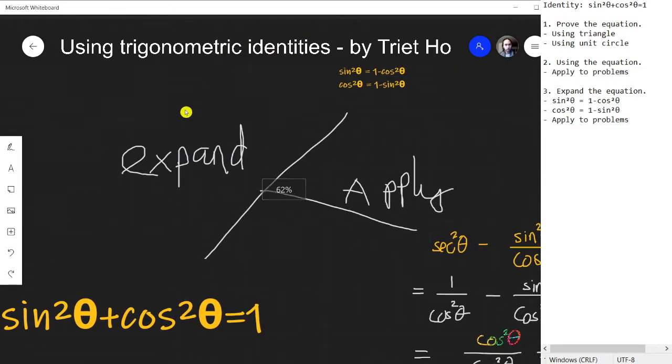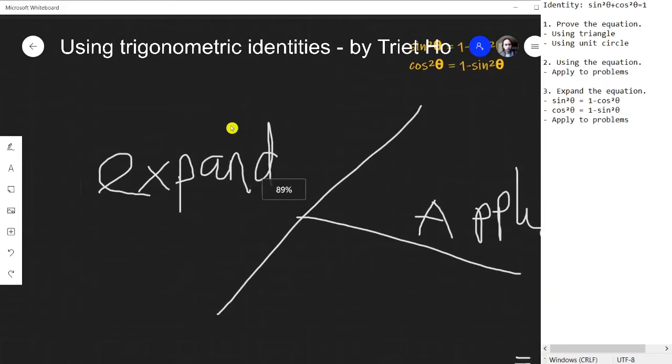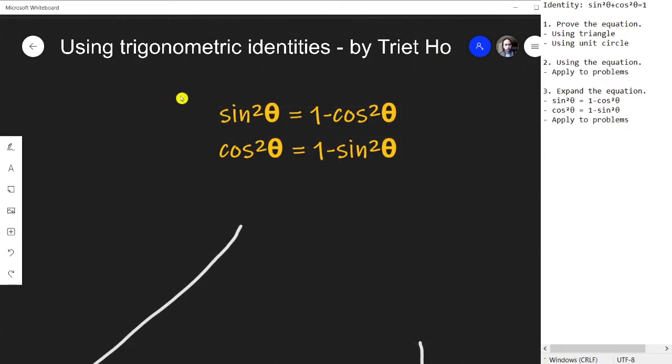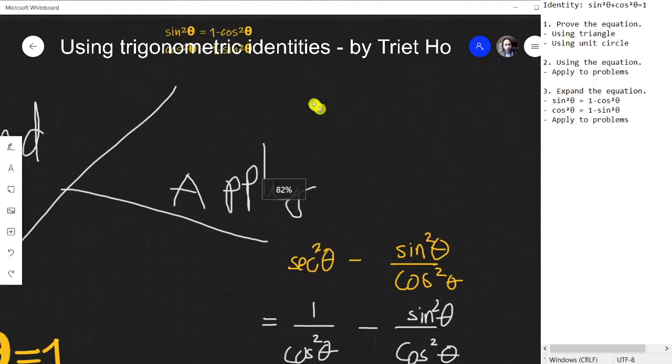All right, so number 3, we're going to expand the equations. We have the parent equation. From that equation, you can expand to two more equations: sine squared theta equals 1 minus cosine squared theta, and the second one is cosine squared theta equals 1 minus sine squared theta. They are pretty much the same, but I just expanded them for my equations.